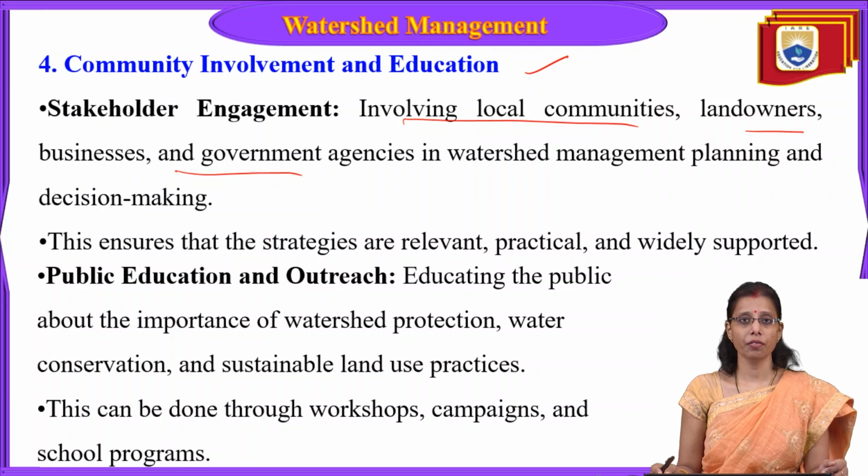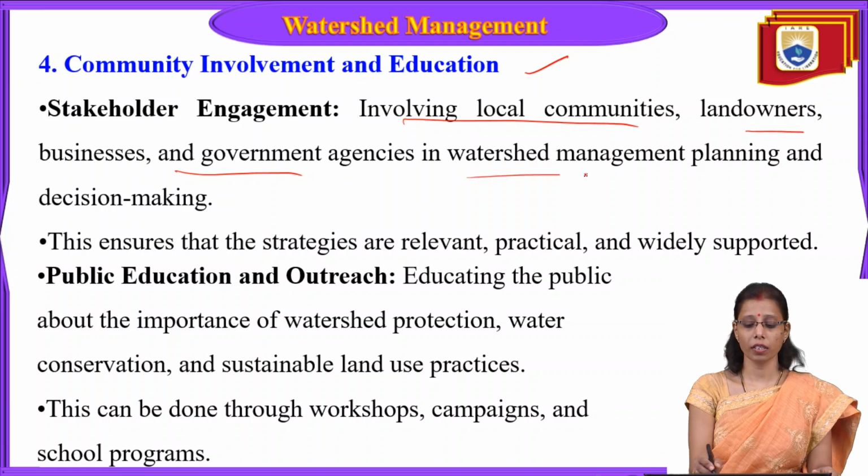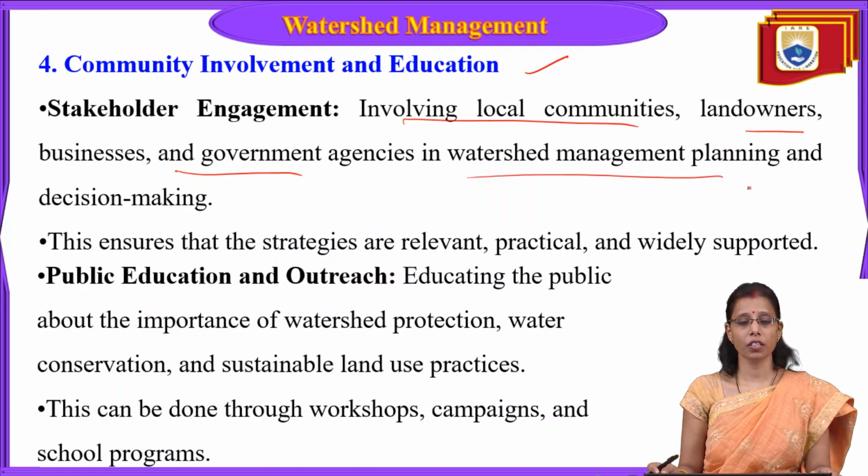In areas where water is affected, where there is a problem, the watershed areas that do not receive much rainfall and have more water problems, the local community should be involved, the landowners should be involved, and the government agencies should be involved in the watershed management planning and decision making in such regions.